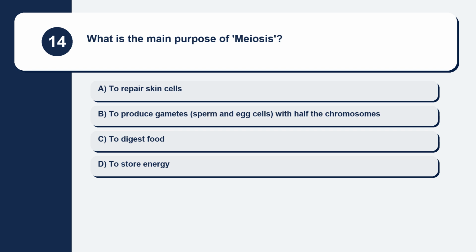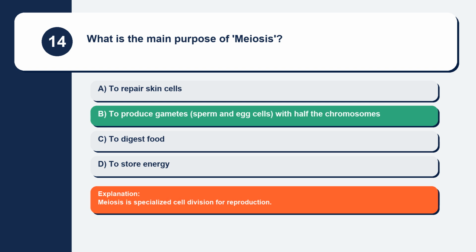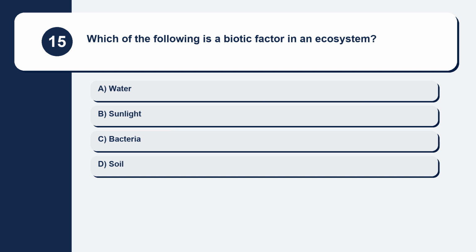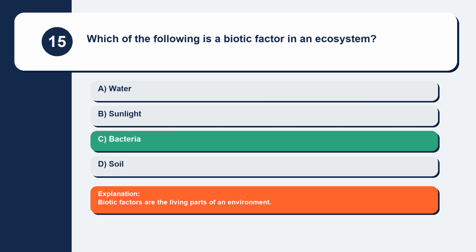Question 14. What is the main purpose of meiosis? To repair skin cells, to produce gametes, sperm and egg cells, with half the chromosomes, to digest food, to store energy. Meiosis is specialized cell division for reproduction. Question 15. Which of the following is a biotic factor in an ecosystem? Water, sunlight, bacteria, soil. Biotic factors are the living parts of an environment.